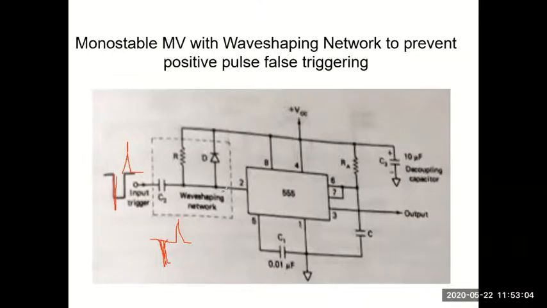Now, I am interested in taking only negative spikes because I want the voltage at pin 2 to become less than what? VCC by 3. Only when the voltage at pin 2 becomes less than VCC by 3, output will change to high state from 0 state. Yes or no? Output which was in stable state of 0 can go to high state only when the trigger at pin 2 goes below VCC by 3. So, I am interested in having only negative pulses. I don't want positive pulses.